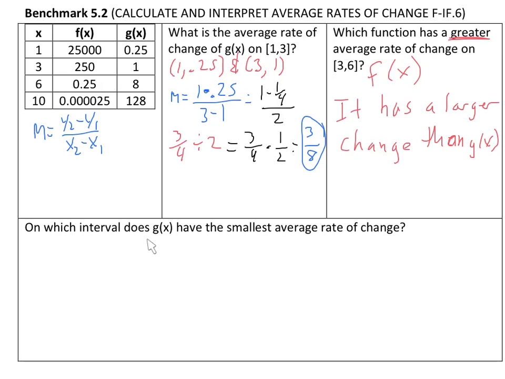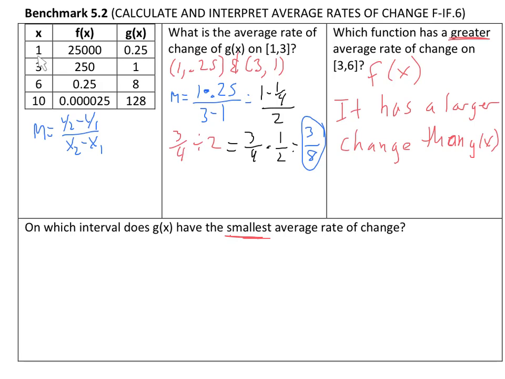On which interval does g of x have the smallest average rate of change? So here the key is smallest, and this is saying g of x. So you've got to look one by one on g of x. Where do you have the smallest change? Now, at first glance, does it look like between 1 and 3? But here's what's kind of weird: you have to pay close attention. You actually have to do the slopes for each of these.